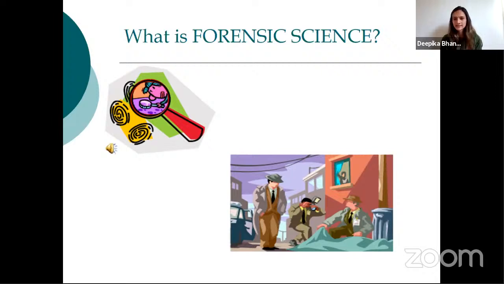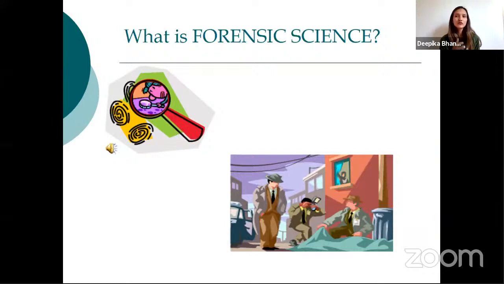play forensic science. So what is forensic science? Forensic science, which you very rightly said in your introduction, is the application of science to law. This is the very broadest and the most acceptable definition of forensic science. These pictures which are shown here, they depict why a magnifying lens?